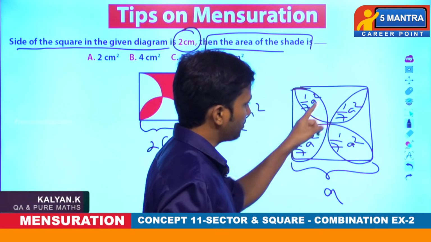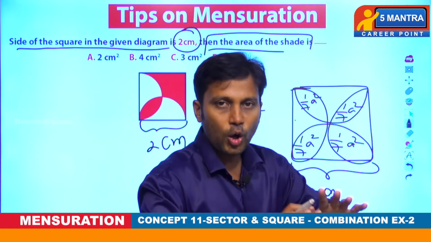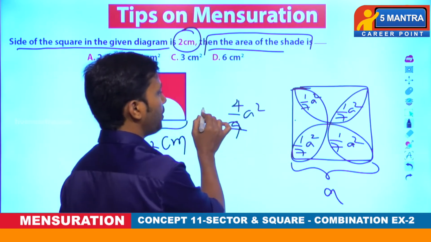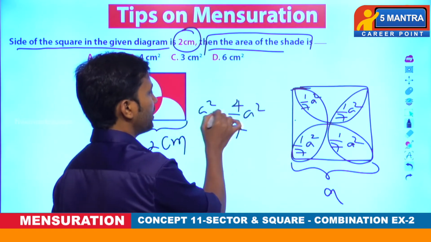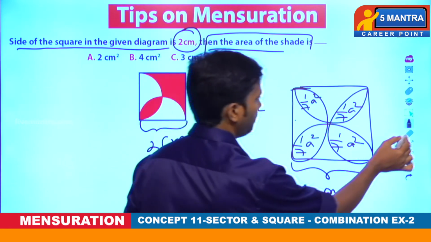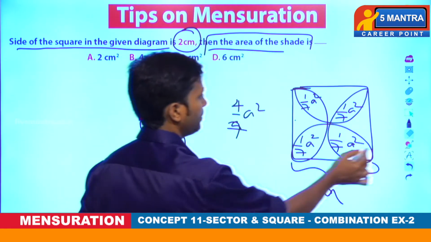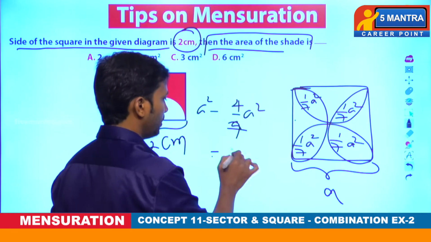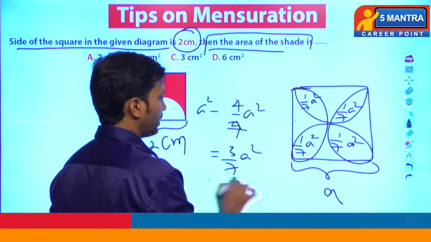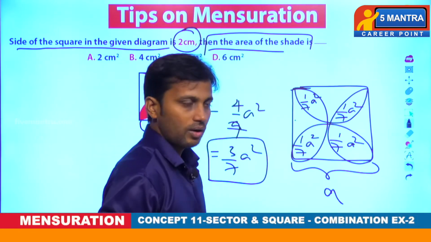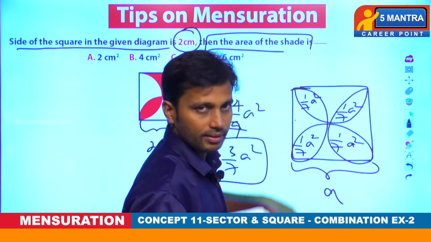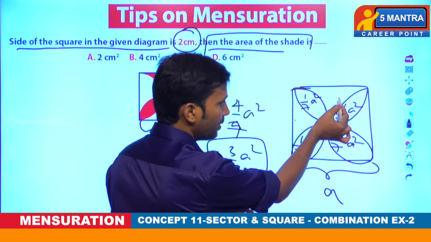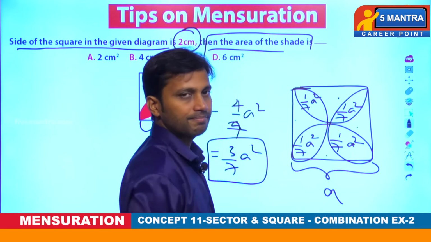Means these gaps. Okay, the area of all the gaps means we have to subtract the area of the flower from what? The area of the square. So if you subtract the area of the flower from the area of the square, a square minus 4 by 7 a square, that would be how much? 3 by 7 a square. That means this is the area other than the flower inside the square. That means this gap, this gap, this gap and this gap.